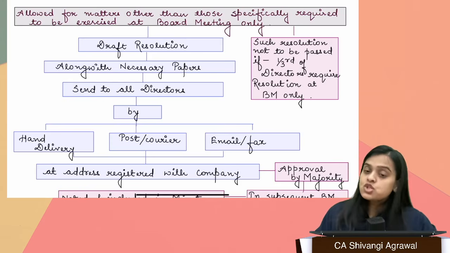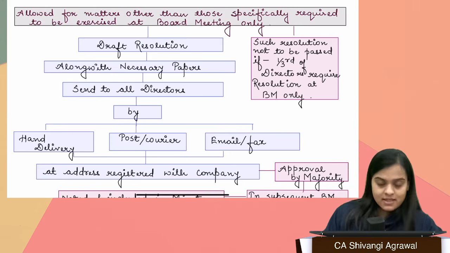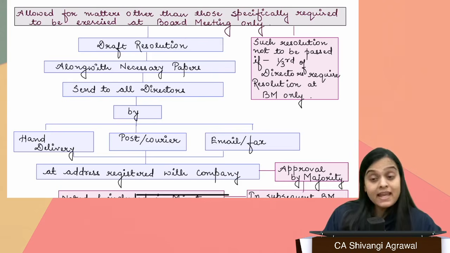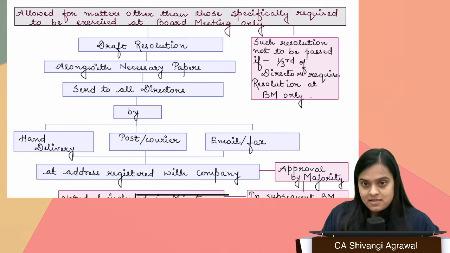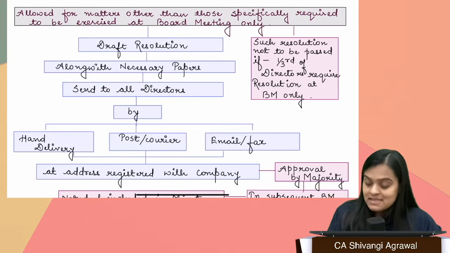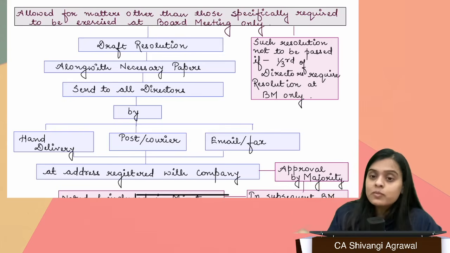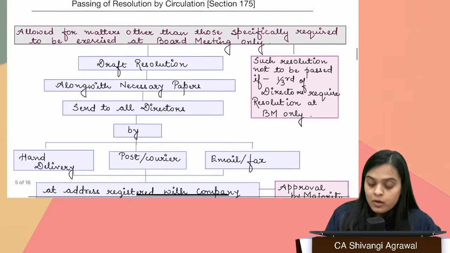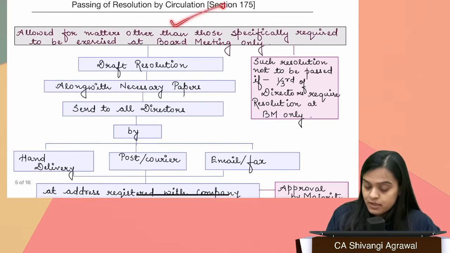Okay, we also have standards, secretarial standards. The annexure to SS1 says that there are certain matters which cannot be taken for passing resolution by circulation. Now, it has all the matters which have been specified in section 179.